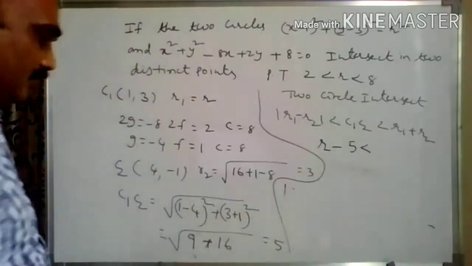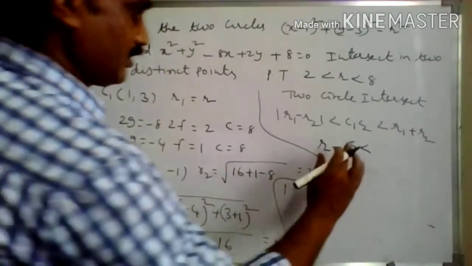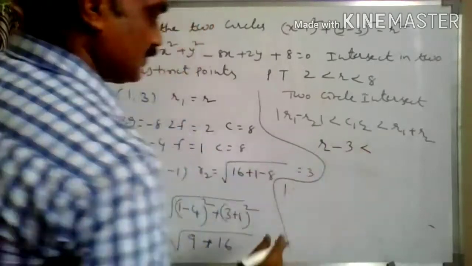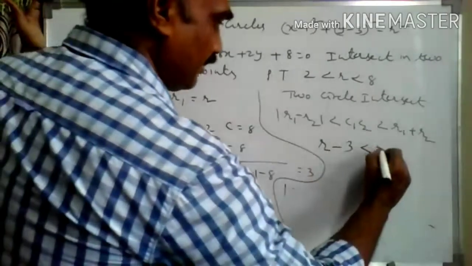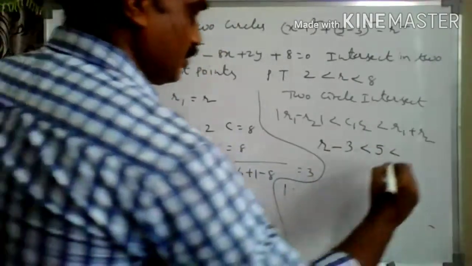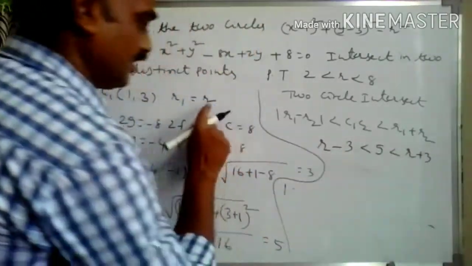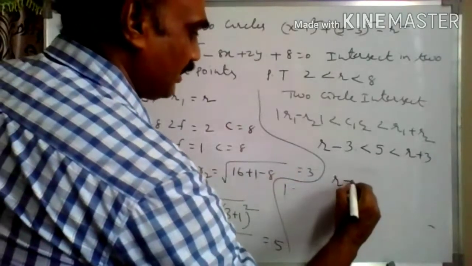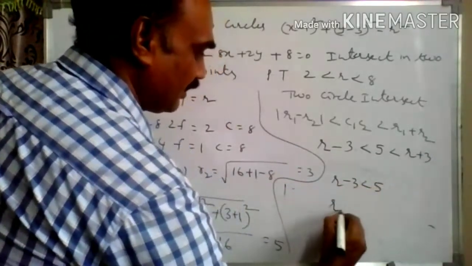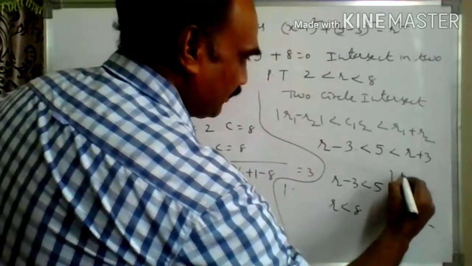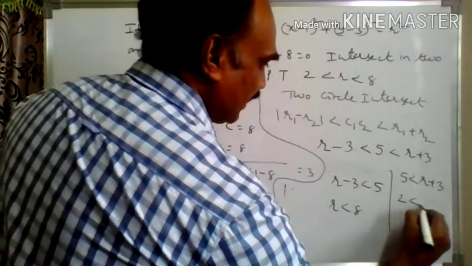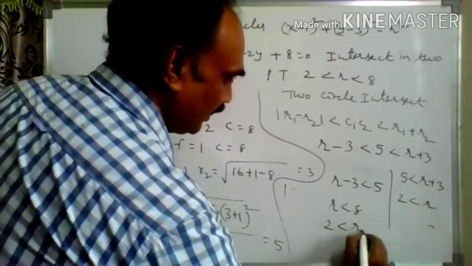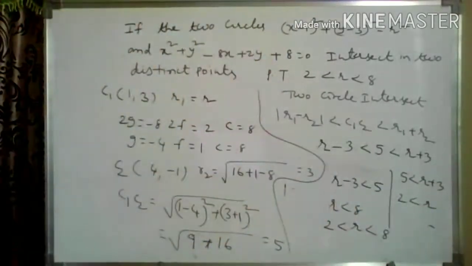Less than c1 c2. r2 is equal to 3, r1 is r. And 5 is less than r1 plus r2, r plus 3. Students, r minus 3 is less than 5, so r is less than 8. Taking 5 less than r plus 3, 2 is less than r. Students, combine this one: 2 is less than r is less than 8.